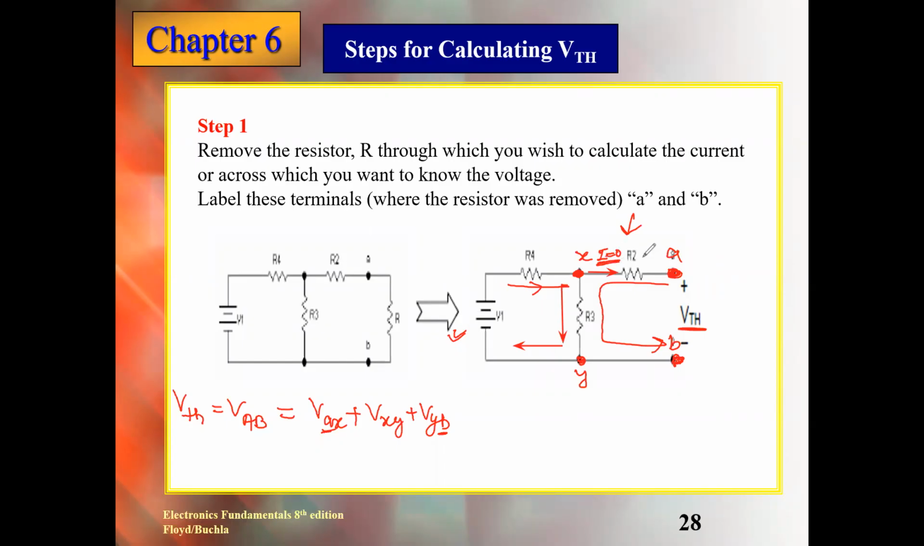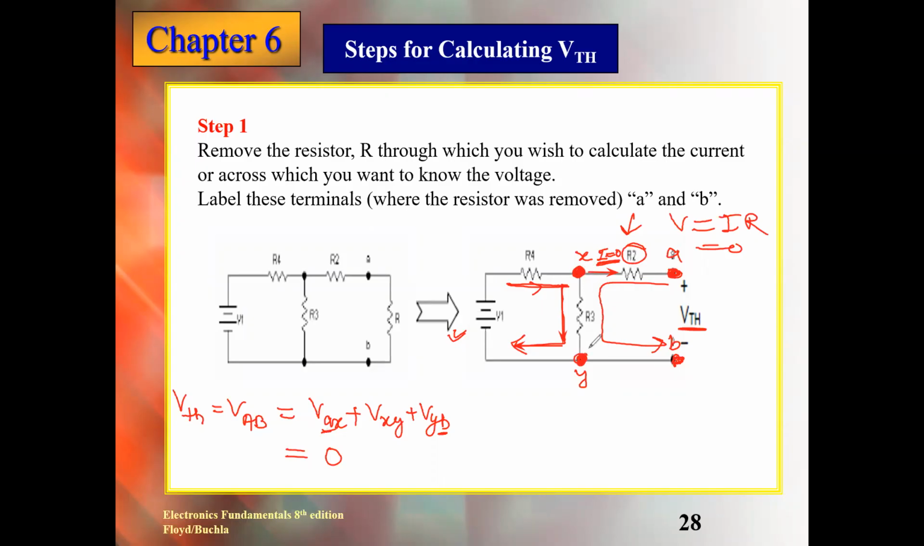So if current is 0, how much will be the voltage? Ohm's law: V is equal to I into R, which is 0. So can I say VAX is 0? Okay, next thing comes. The total current is going here, here, here, flowing here. Understand?